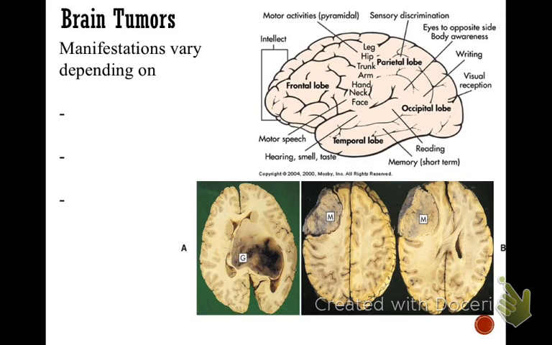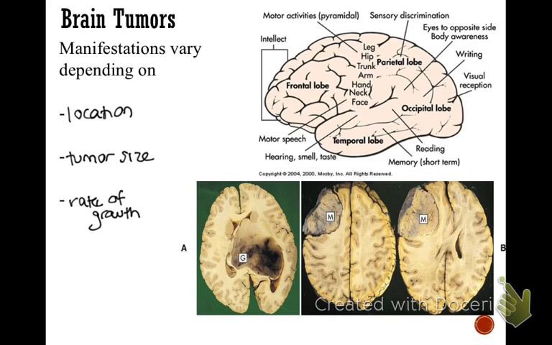So brain tumors vary big time, depending on the location, the tumor size, and the rate of growth. So frontal, people think of what when they think of a frontal tumor? What are they going to have sea changes in? Personality, right? So that's going to be different than if you had a tumor in the occipital lobe.